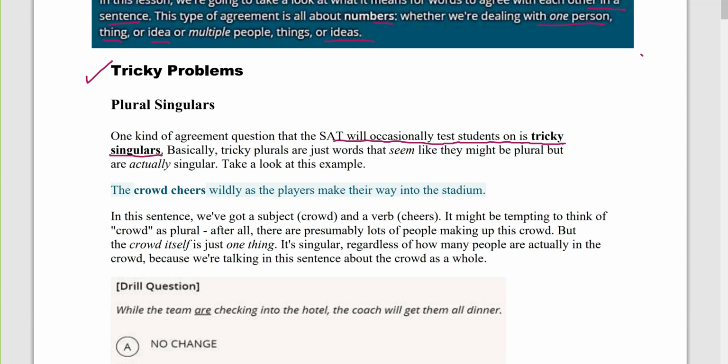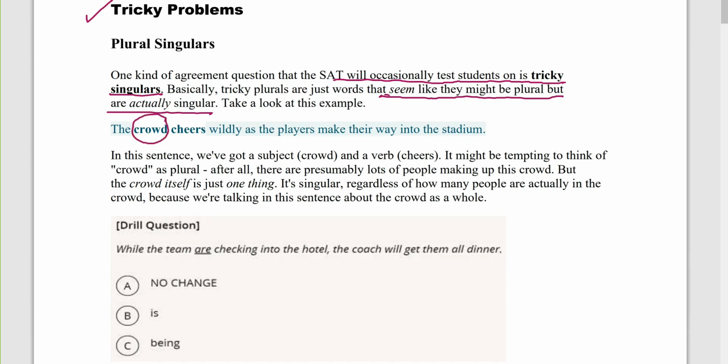Basically, tricky plurals are just words that seem like they might be plural, but are actually singular. Let us take a look at these examples. The crowd. It sounds like plural, but we deal with it as singular. The crowd cheers, so the verb is here. The crowd cheers wildly as the players make their way into the stadium. So here, crowd is one of the words, like you still remember, team, group, which sound very plural, but we deal with as singular. In this sentence, we have got the subject crowd and the verb cheers.